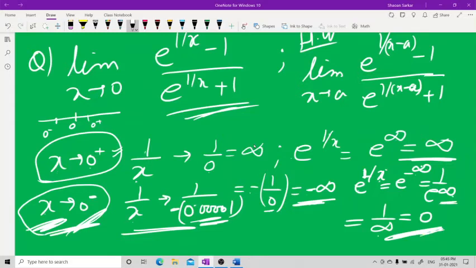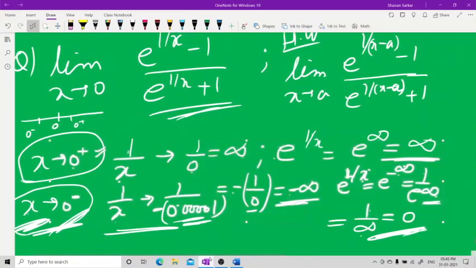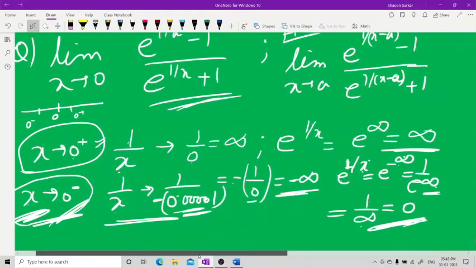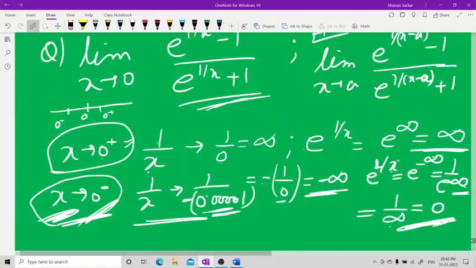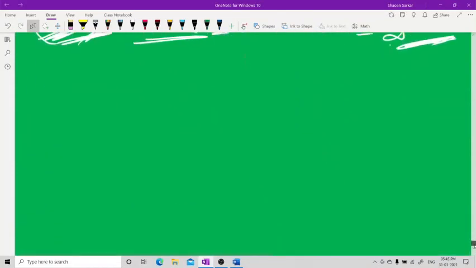I think this is clear now. Now come to the question. If this point is clear, then you come to the question. Now let's see what we do with the question. See, now we will do this question.